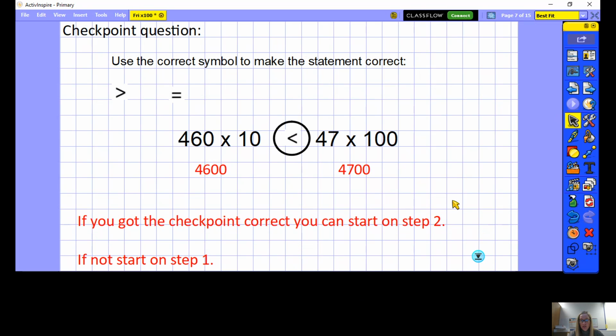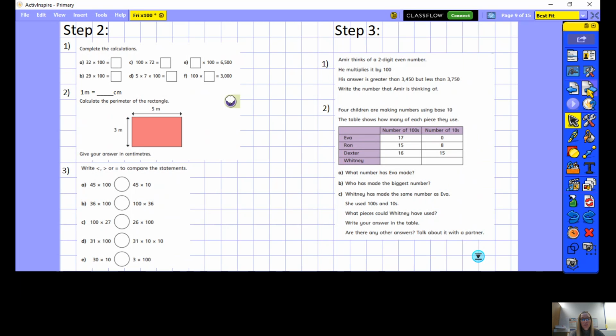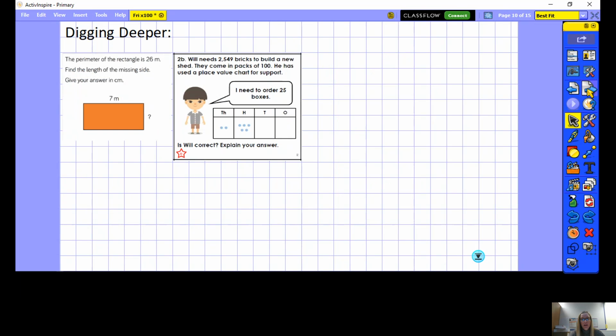If you got that question correct, you can start on step 2. If not, try having a go at step 1 to start you off. Step 1, you can pause the video and have a go at these questions. Step 2 and step 3, pause the video to have a go at these questions. And if you want to have a little challenge, have a go at these digging deeper questions. Move on to find the answers and to mark your work.